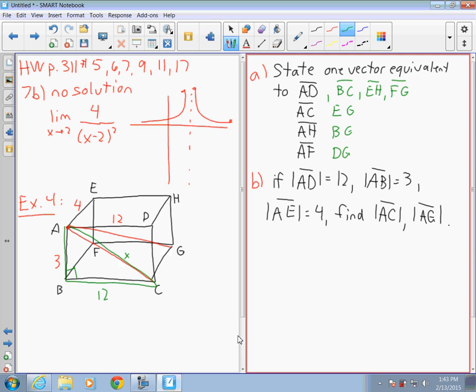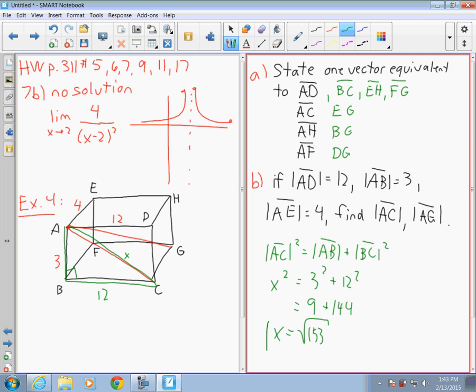Magnitude of AC squared equals the magnitude of AB squared plus the magnitude of BC squared. So it's going to be x squared equals 3 squared plus 12 squared equals 9 plus 144. X equals the square root of 153.